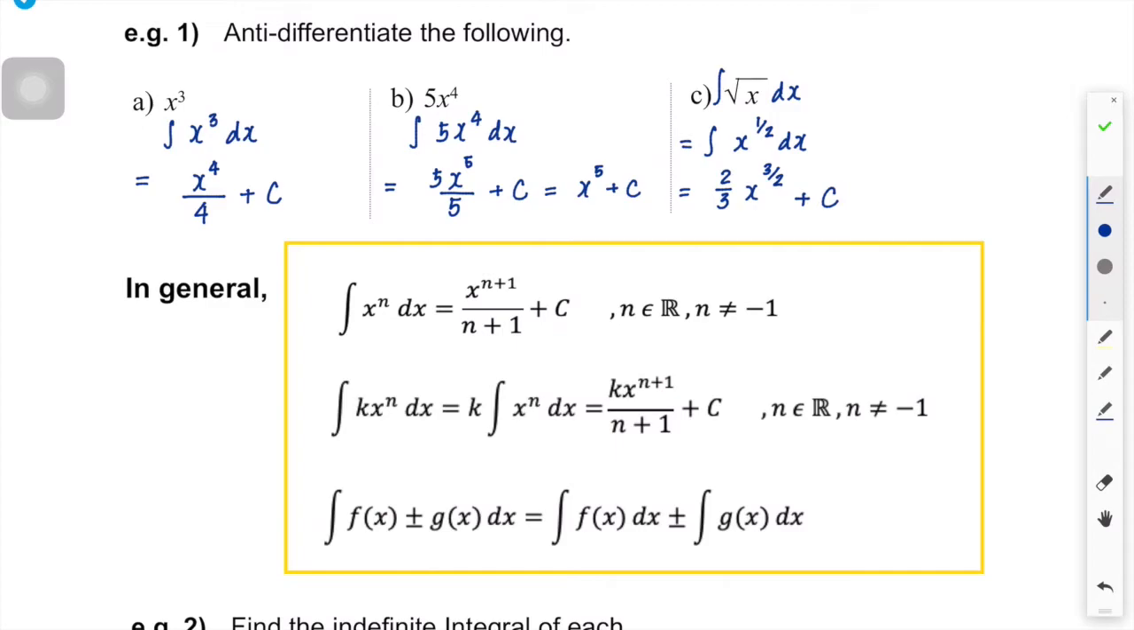When you are dealing with an integral of a polynomial or a composite function of multiple functions being added together, you can take the individual integrals of each function and then combine them together using pluses or minuses. Again, very similar to the rules that we know when we find derivatives.